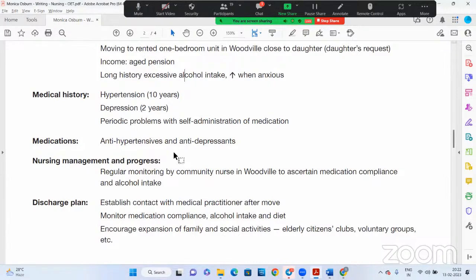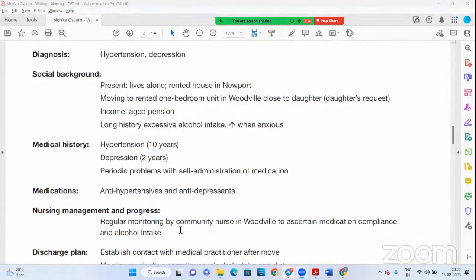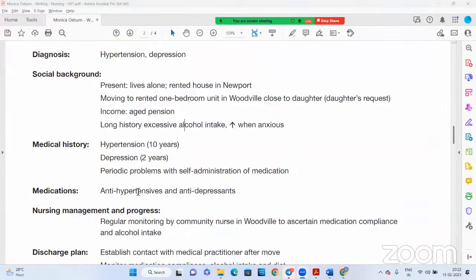So first thing you have to do is explain the main problem. You have to explain the main problem. So why you are referring her? What is it? Everything you have to tell here. Now, let us pick and choose the relevant information.